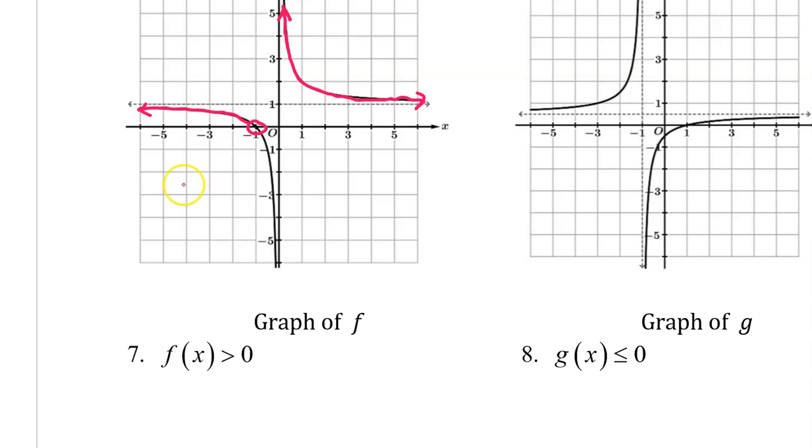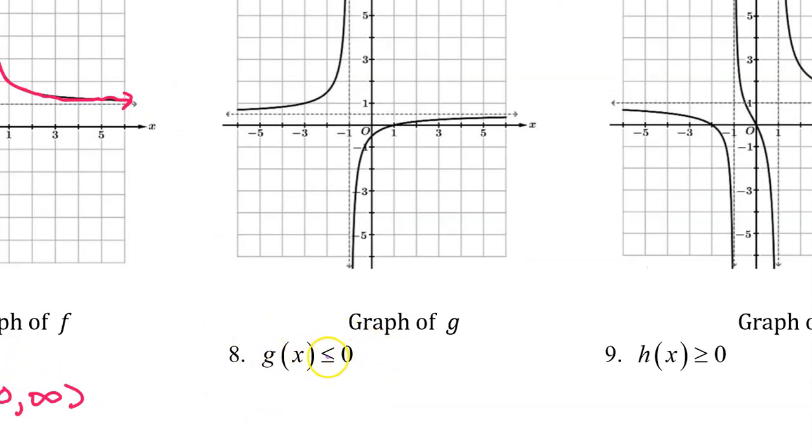Looking at this first interval, f of x is greater than 0 from -infinity to -1. We will use a parenthesis to show that the -1 is not included. That goes along with this open circle. Looking at this other branch up here, I'm going to put a union symbol, and this interval goes from 0 to infinity. The 0 is not included. This is a vertical asymptote, and the graph never touches it. So we're going to leave that out. But from 0 to infinity, f of x is above the x-axis, thus greater than 0.